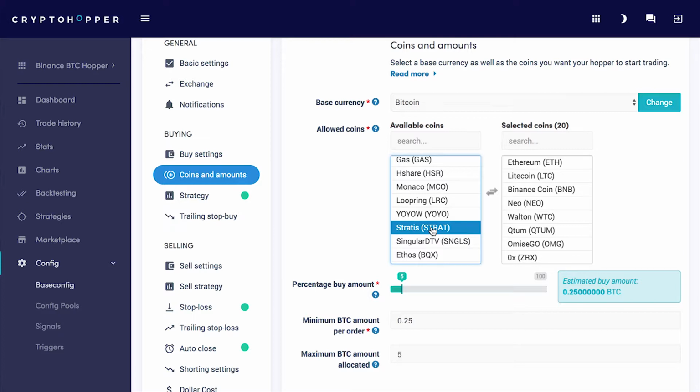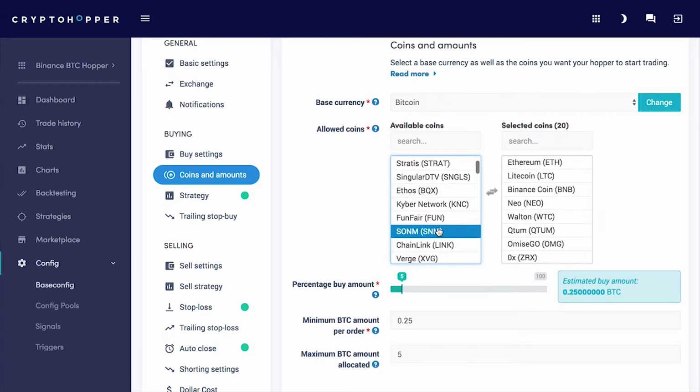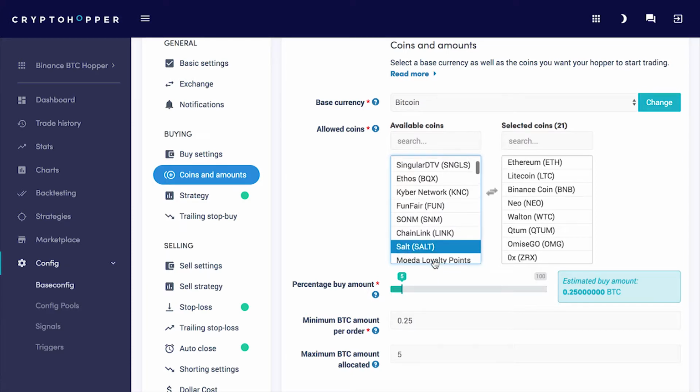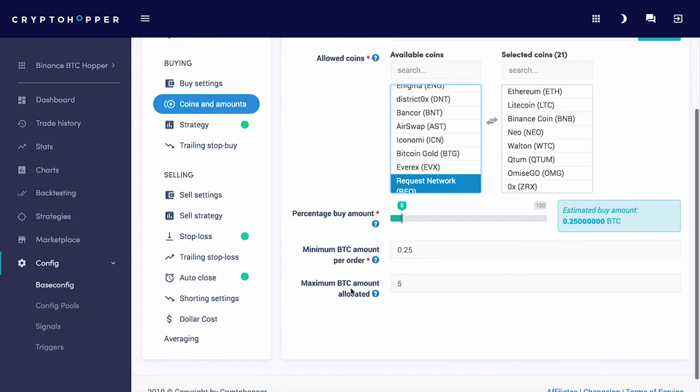Whether or not your technical analysis is sound, percentage by amount will tell your hopper how much, as a percentage of your total assets, you want to invest in each position. So if you select 10% here and you have 1,000 USDT, your hopper will aim to spend 100 USDT of your total assets on one position, and allow at most 10 positions open at the same time.